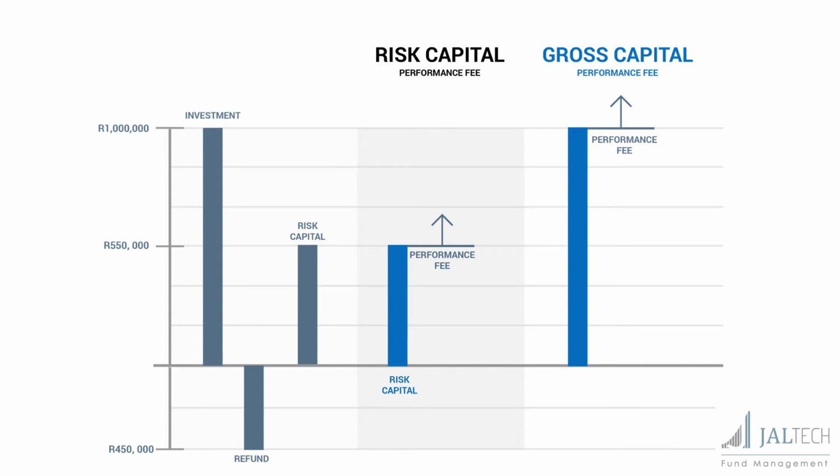The second type, and it's a type which I promote, is a gross capital performance fee. If you invest R1 million and that R1 million grows to 1.2 million Rand, there'll only be a fee lodged on the 200,000 Rand growth, not taking into consideration the tax refund which the investor received.